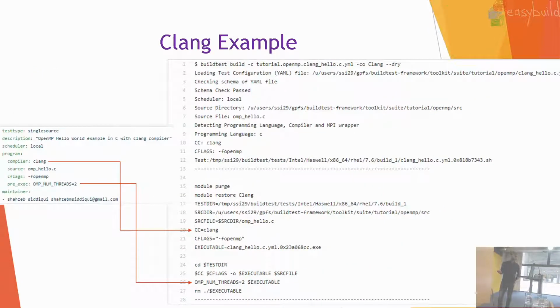We have another example with Clang. We also recently added this support. So we're doing an OpenMP example here where we're running with 2 threads. So we also have to specify -fopenmp in C flags. And pre-exec, in this case, puts the command before the executable. But certainly, you can also set it as an environment variable, and that's just one way of doing it.